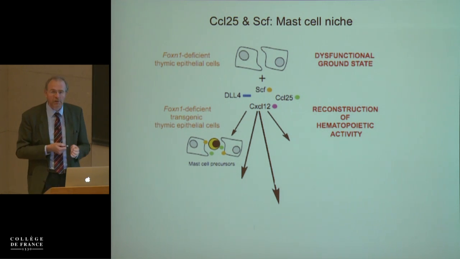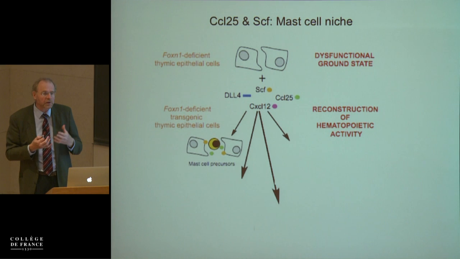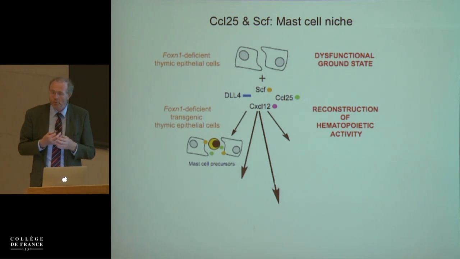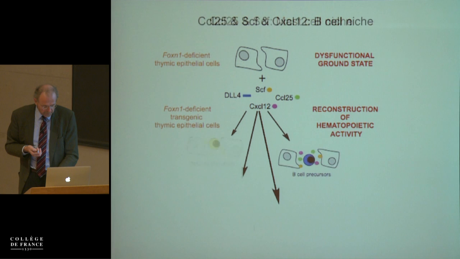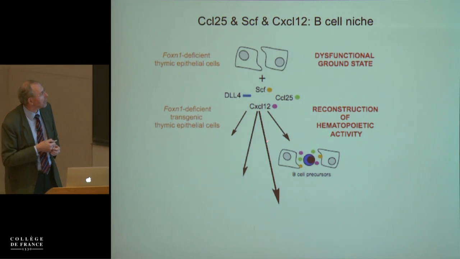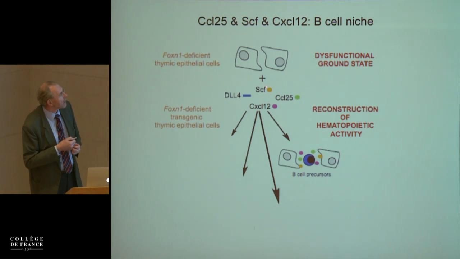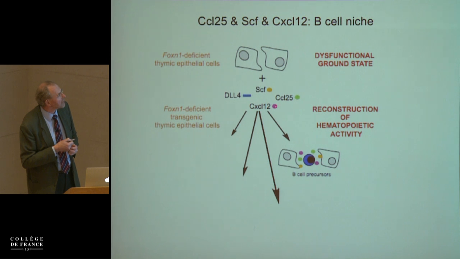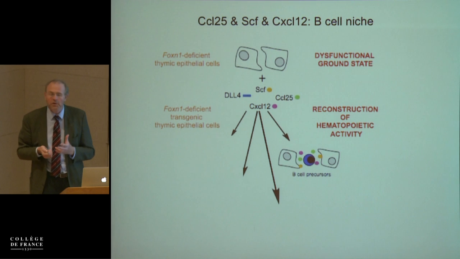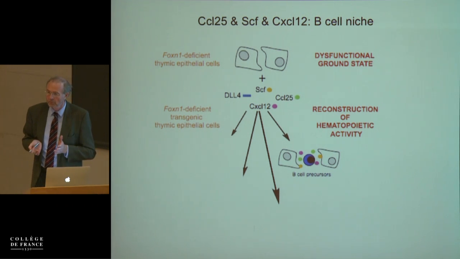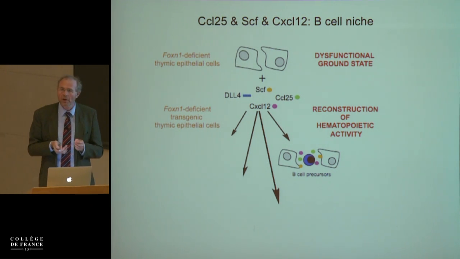That was a very surprising finding, because normally the thymus is not a site that is known to produce myeloid-derived cells. Next combination. You add one extra factor, SCF, CXCL25, and CXCL12. This is now this triple combination. Now the thymus looks like a bone marrow. B cell development occurs in the thymus.